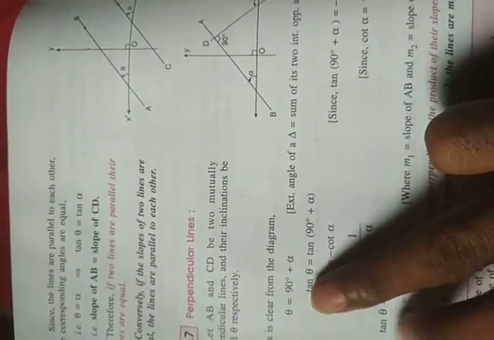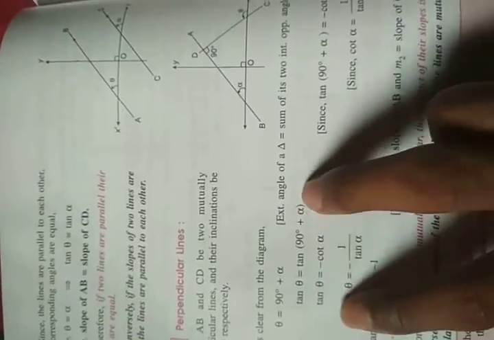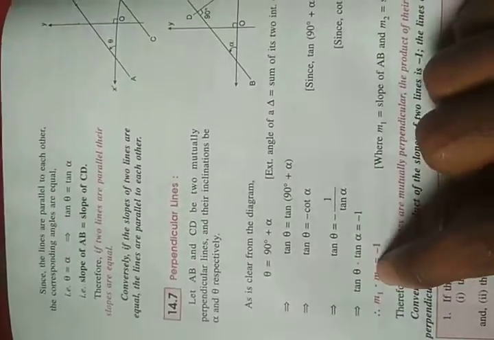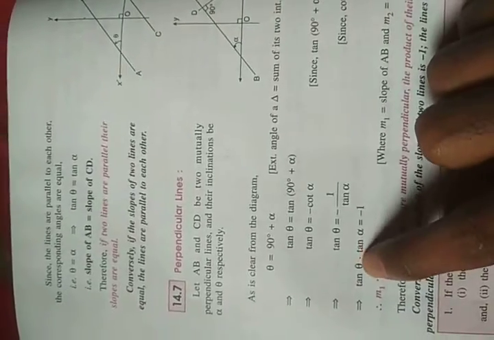Now we know that theta equal to 90 degree plus alpha. So I can write tan theta equal to tan of (90 degree plus alpha). And we know that tan of (90 degree plus alpha) equal to minus cot alpha. If I assume tan theta is m1, and cot alpha, we know, is 1 by tan alpha, and tan alpha equal to m2, so I can write m1 m2 equal to minus 1. As tan theta times tan alpha becomes minus 1, so m1 into m2 equal to minus 1.